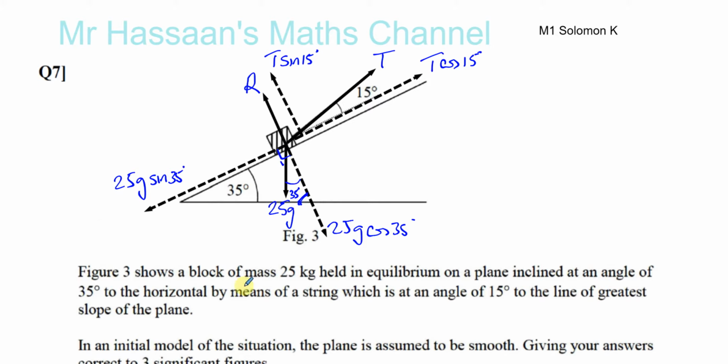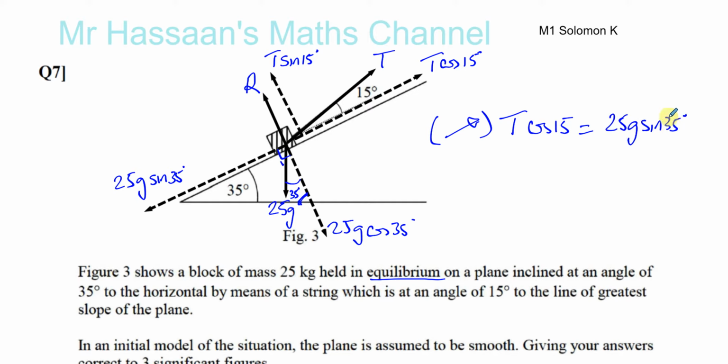particle. So we want to find the value of t, so we're going to resolve parallel to the plane. So I'll just show the steps here so that we can see what's happening. So if we resolve parallel to the plane, you're going to have t times cosine 15. Now, if it's in equilibrium, that means the resultant force on this object is 0. So that means the force acting parallel to the plane up and down will balance each other out. So t cosine 15 must be the same as 25g sine 35.